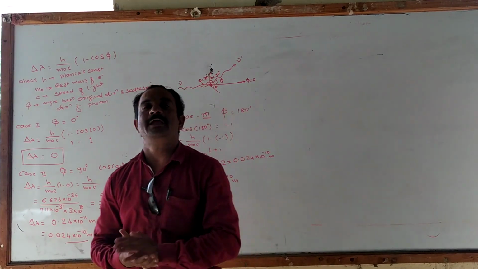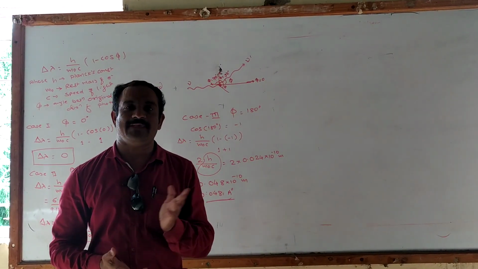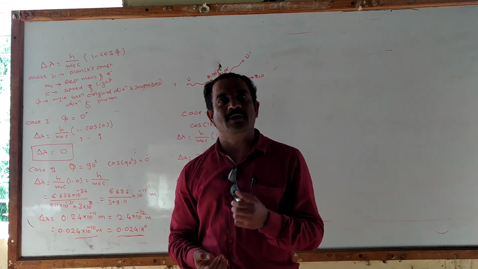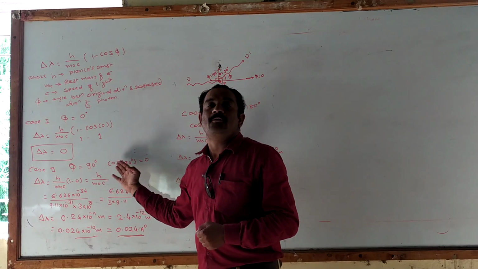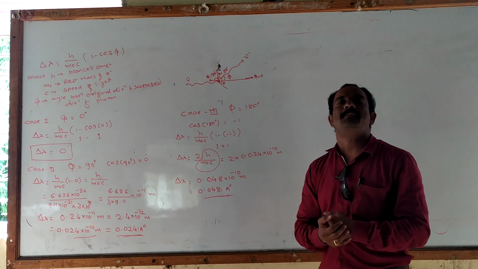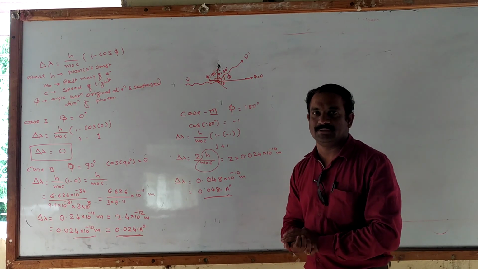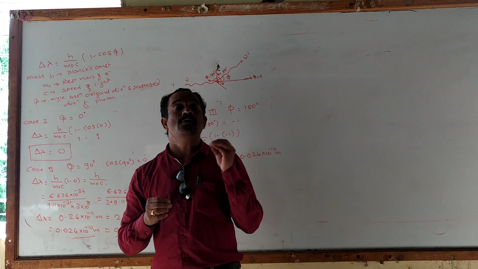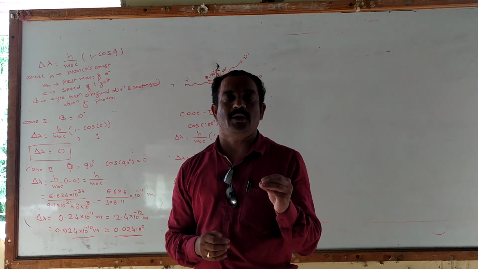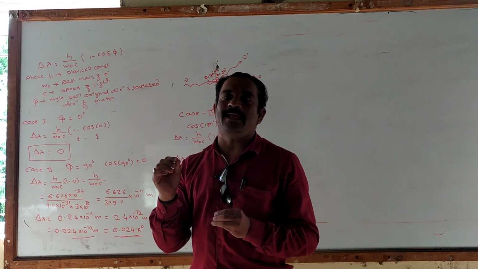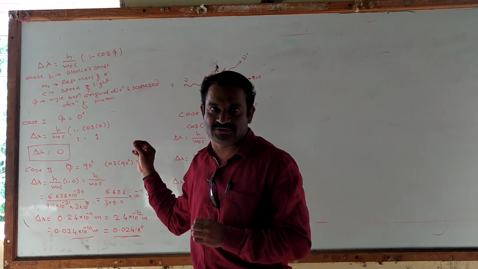This quantum shift can be studied at various angles, just like phi equals 0, phi equals 90 degrees, and phi equals 180 degrees. Okay, one by one we will discuss it. When phi equals 0, there is no collision between the photon and a rest electron. The photon comes and goes in the same direction.